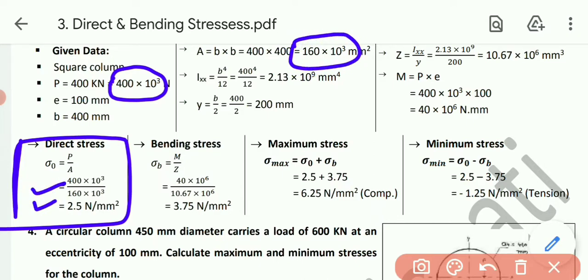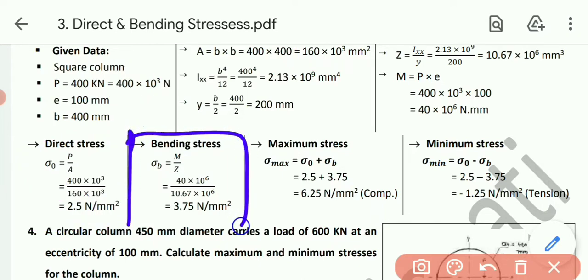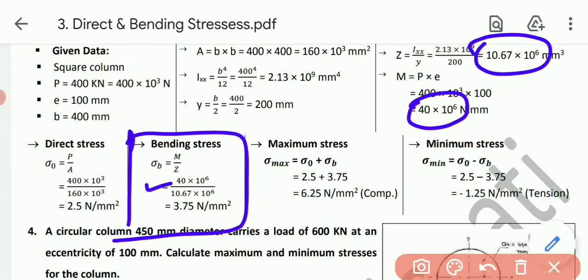Let's put down the value. By simplifying this one, I will get the answer 2.5 Newton per mm square, that's sigma 0. Then sigma b, that is M by Z, M 40 into 10 raised to 6, Z that is 10.67 into 10 raised to 6. Clear? By solving this one, I will get the answer 3.75 Newton per mm square.